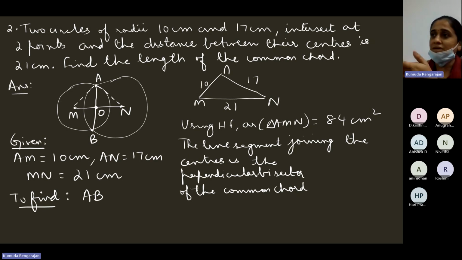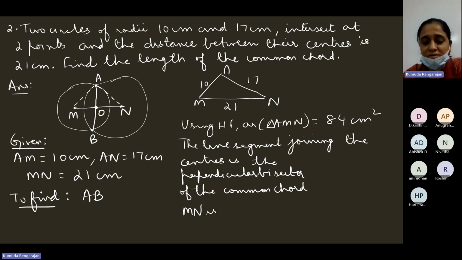The common chord is AB. Why is AB the common chord? Because AB is a chord to the first circle as well as the second circle. The points A and B are common points to the two circles. They lie on the circumference of the first circle and the second circle. So AB is a chord common to both the circles. So the line segment joining the centers, MN, is a perpendicular bisector of the common chord AB.